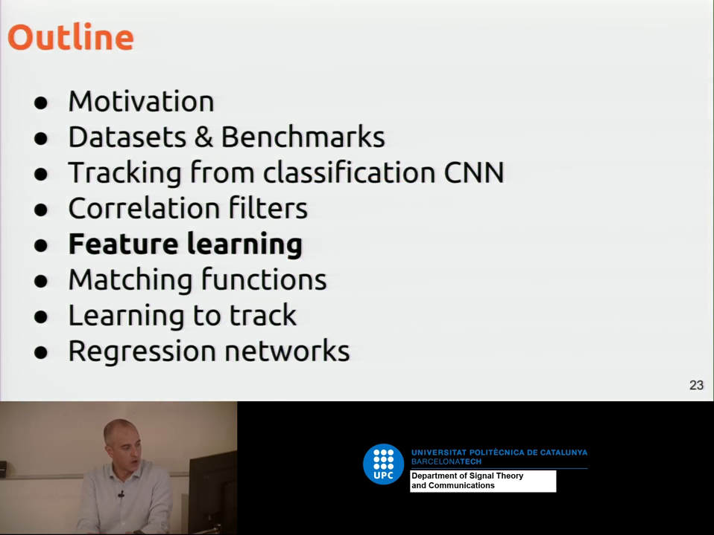So another approach for exploiting the capability of deep neural networks in tracking is using them to learn features that will somehow be used later to solve a tracking problem. And here it's quite diverse, but in the end, neural networks always learn features. The rest of the techniques are more oriented to solve tracking, and the techniques that I mention now are more oriented like, okay, I learn a feature and later I do something else. Now I put the emphasis on learning the features.